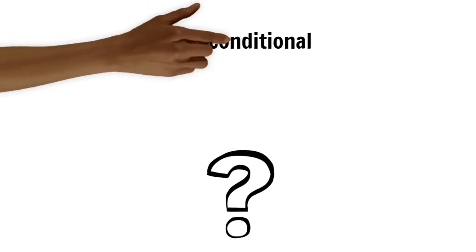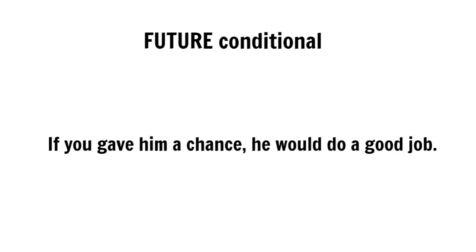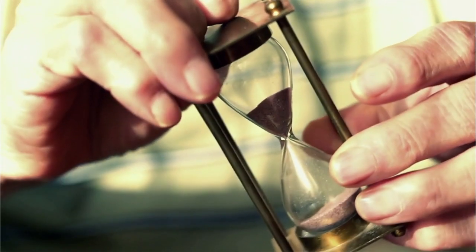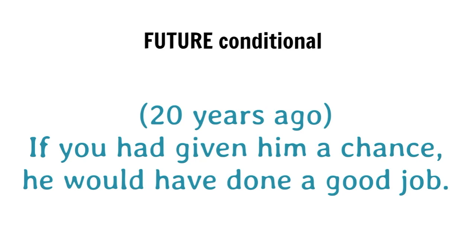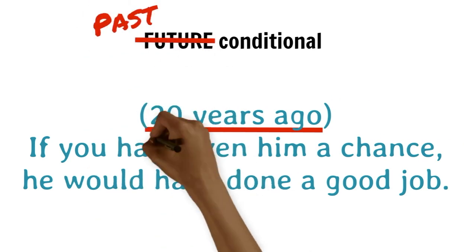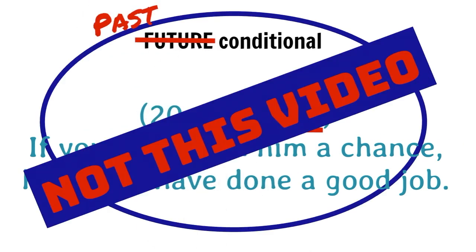Now, why do some people call this the future conditional? Because we're talking about current situations with hypothetical future actions. But you could also make similar statements about the past, let's say 20 years ago. 20 years ago, if you had given him a chance, he would have done a good job. In that case, this would be called the past conditional. But that's also not what we're working on right now. It's just in case you're curious about the name of the tense.